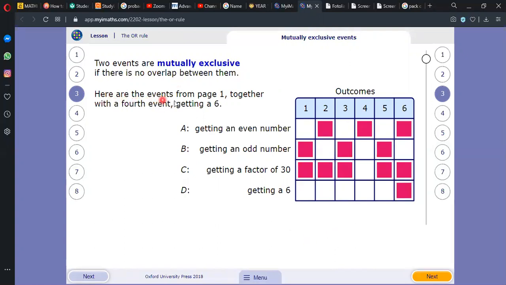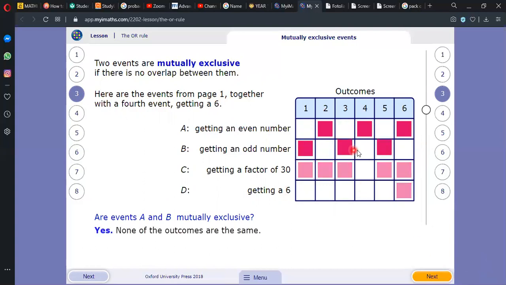All right, here are the events from page 1, and then we added one more, which is a 4th event, getting a 6. We added event D. Now, are events A and B mutually exclusive? Check events A and B. Yes, they complete each other. You can see, moving it in, they filled up all the possible outcomes. So it's a yes. B and D, let's take a look at B and D. If I move that, oh yes, B and D, it's a yes.